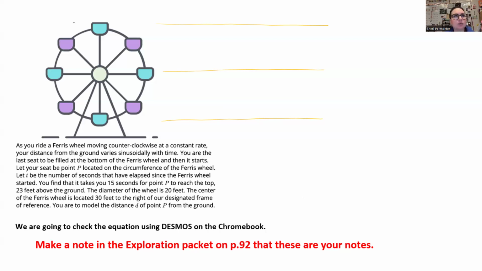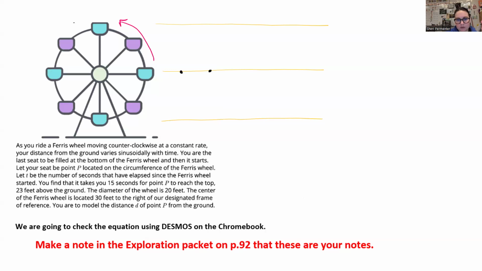So this says, as you ride a Ferris wheel, moving counterclockwise. You're going at a constant rate. Your distance from the ground varies sinusoidally with time. You're the last seat to be filled at the bottom. So at the bottom, we know we're starting at the bottom. So that's important. I can put my 5 points.